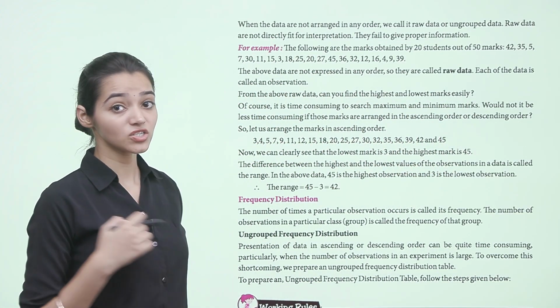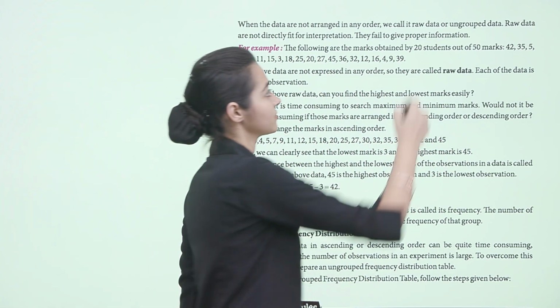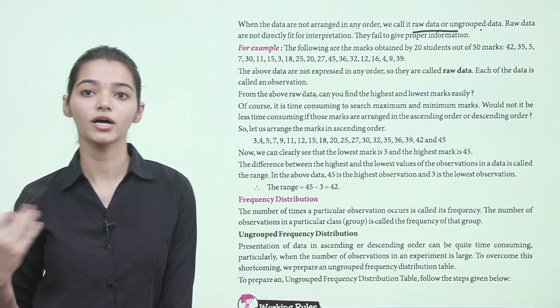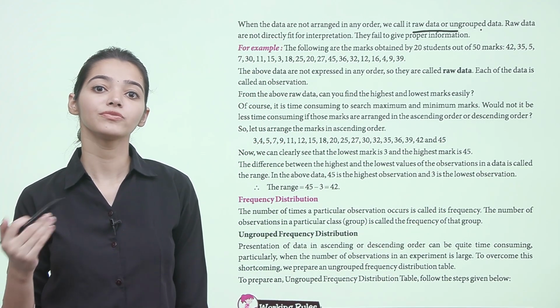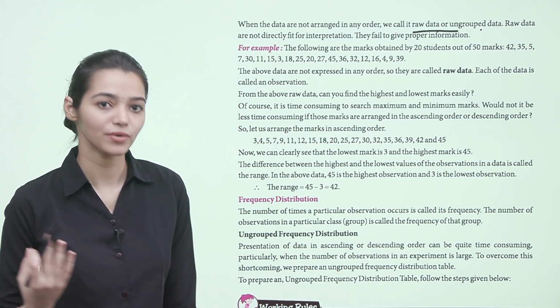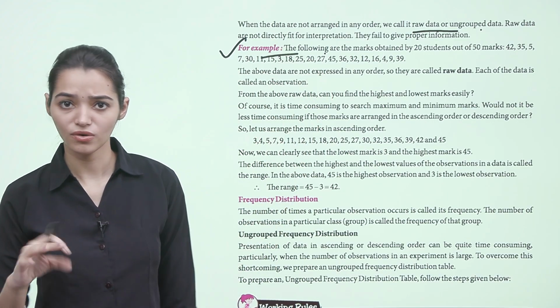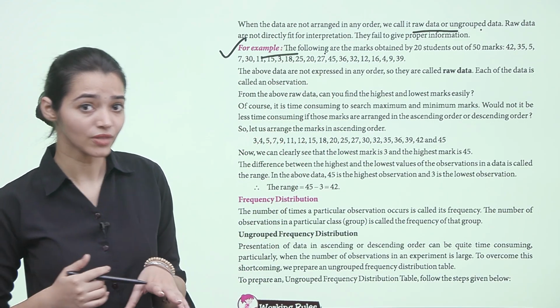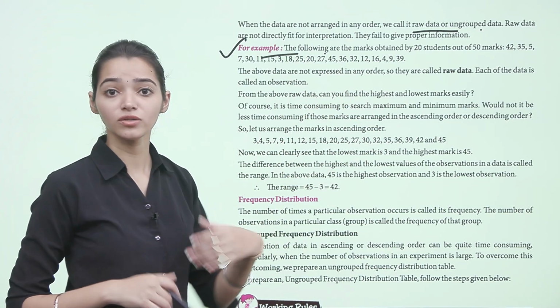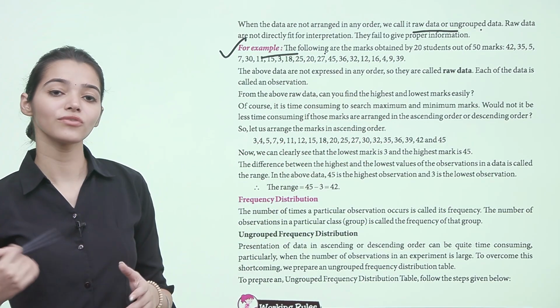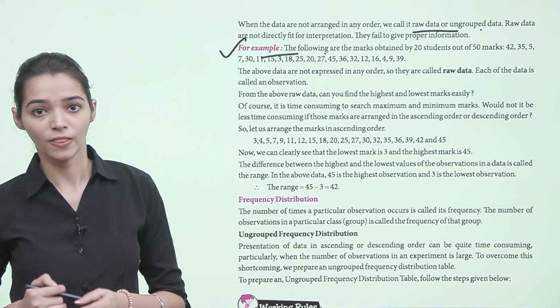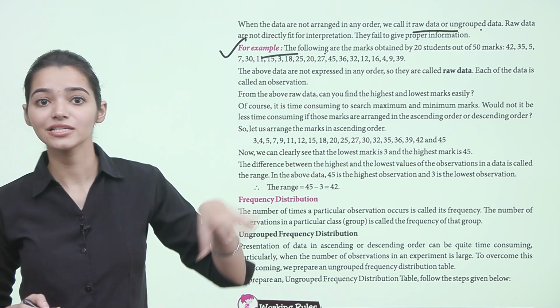Now when the data are not arranged in any order, we call it raw data or ungrouped data. Raw data are not directly fit for interpretation, they fail to give us proper information. For example, here are the marks obtained by 20 students out of 50. Now the above data are not expressed in any order, so they are called raw data and each of its data is called an observation.